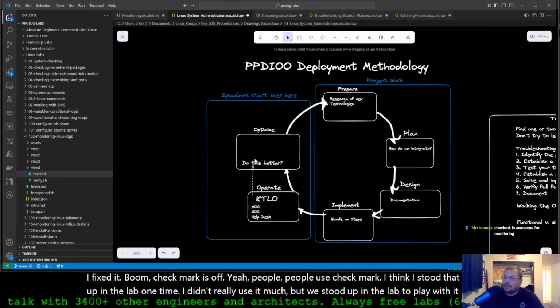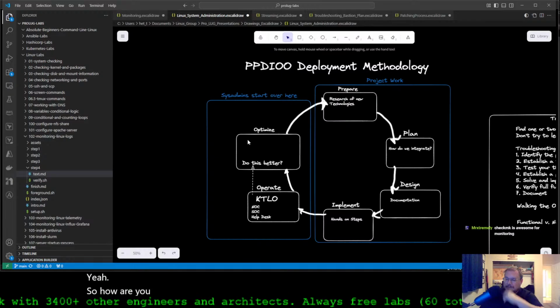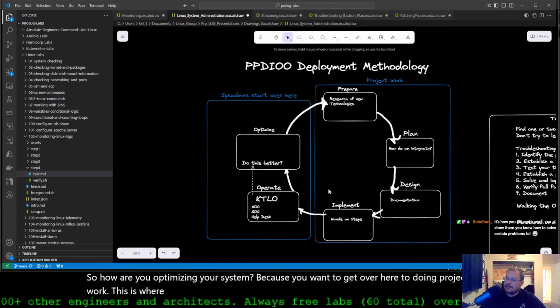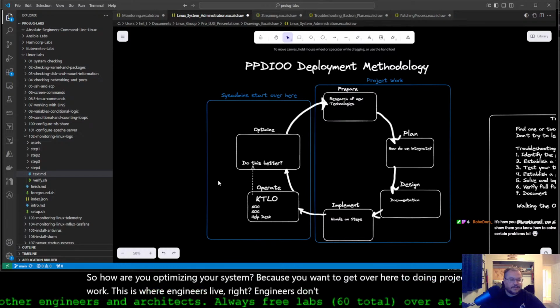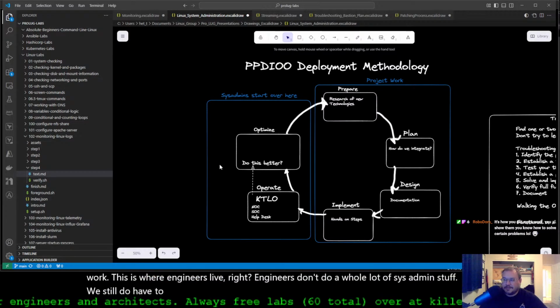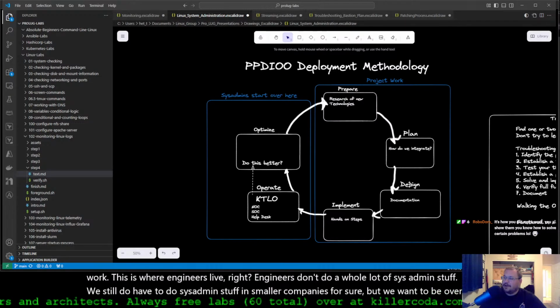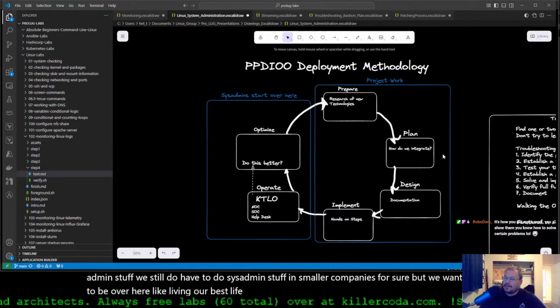So how are you optimizing your system? Because you want to get over here to doing project work. This is where engineers live, right? Engineers don't do a whole lot of sysadmin stuff. We still do have to do sysadmin stuff in smaller companies for sure. But we want to be over here living our best life doing project stuff. This is the stuff everybody thinks is fun.